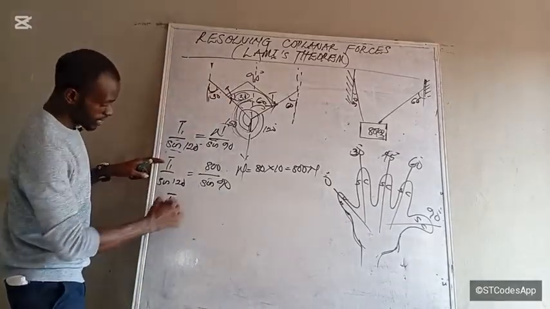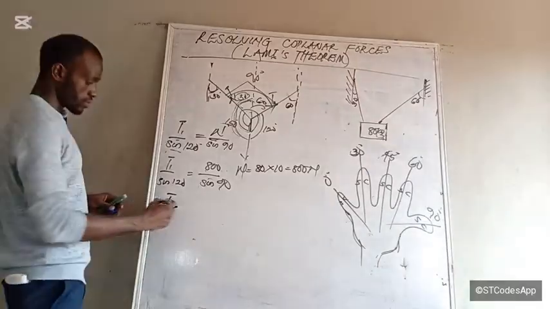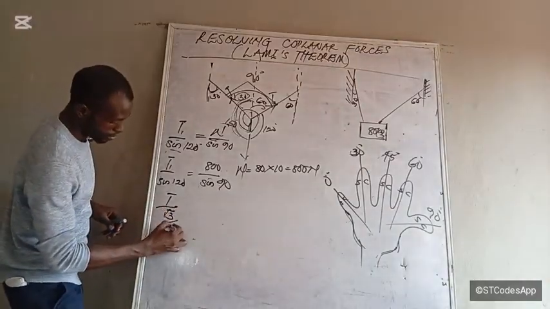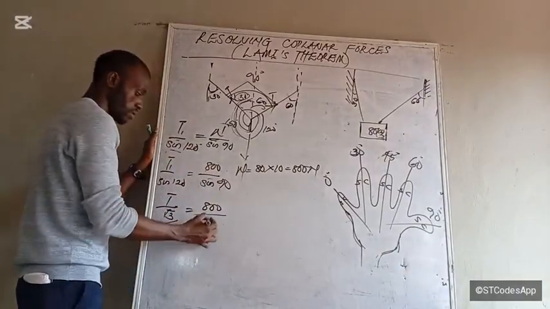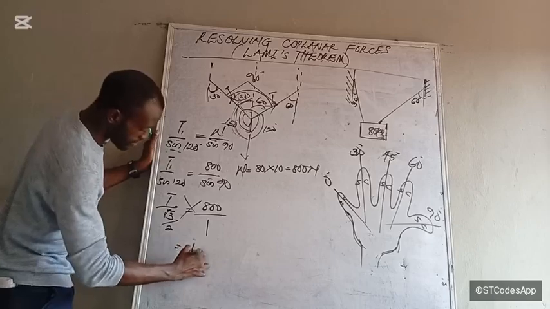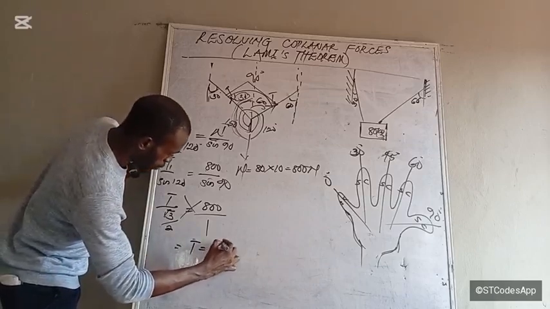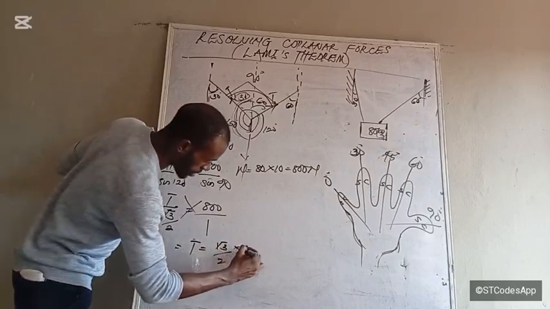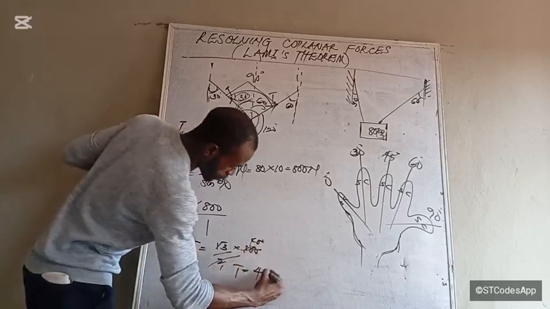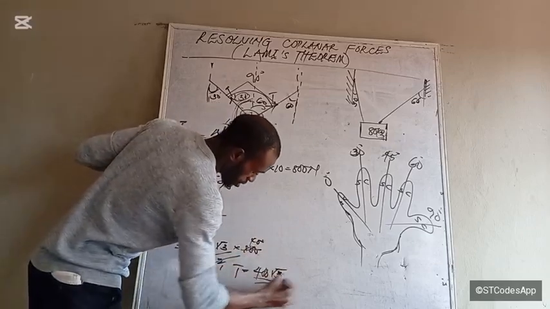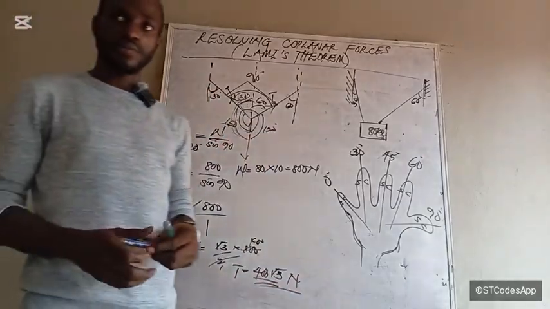So here, t over sine 60. What will sine 60 give me? Root 3 over 2 is equal to 800 over 1. Cross multiply. You have t times 1, equal to t, is equal to root 3 over 2 times 800. Here 1, here 400. The answer is 400 root 3 Newton. That's the answer, the kind of answer you see in your exam.